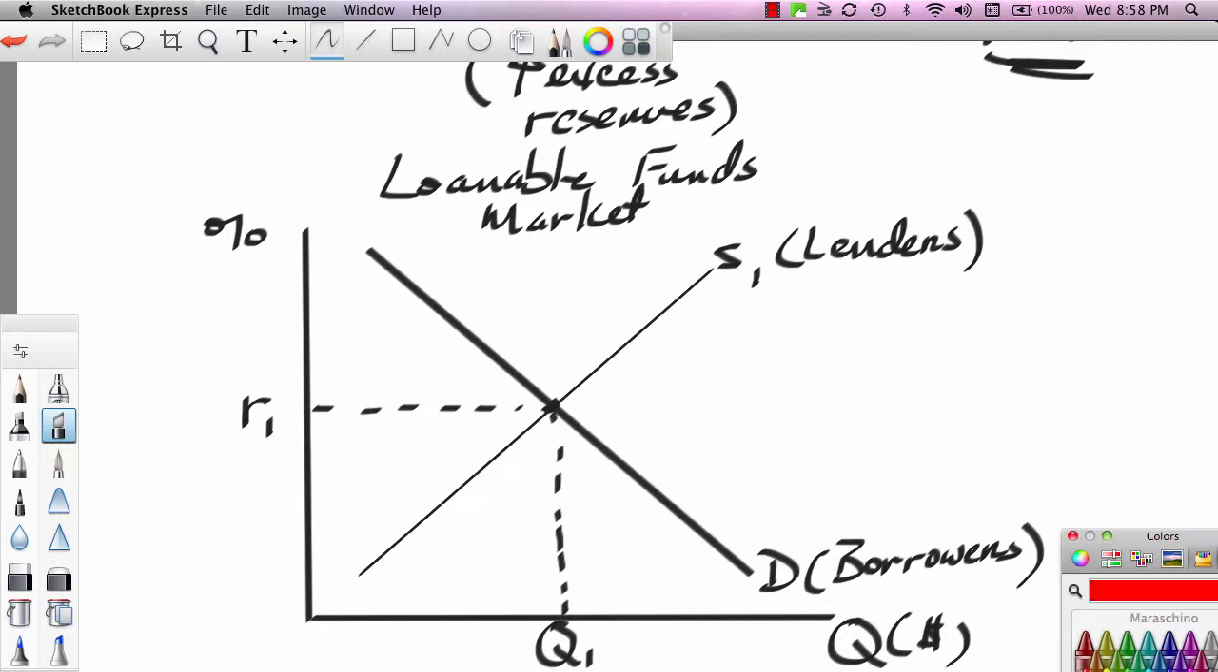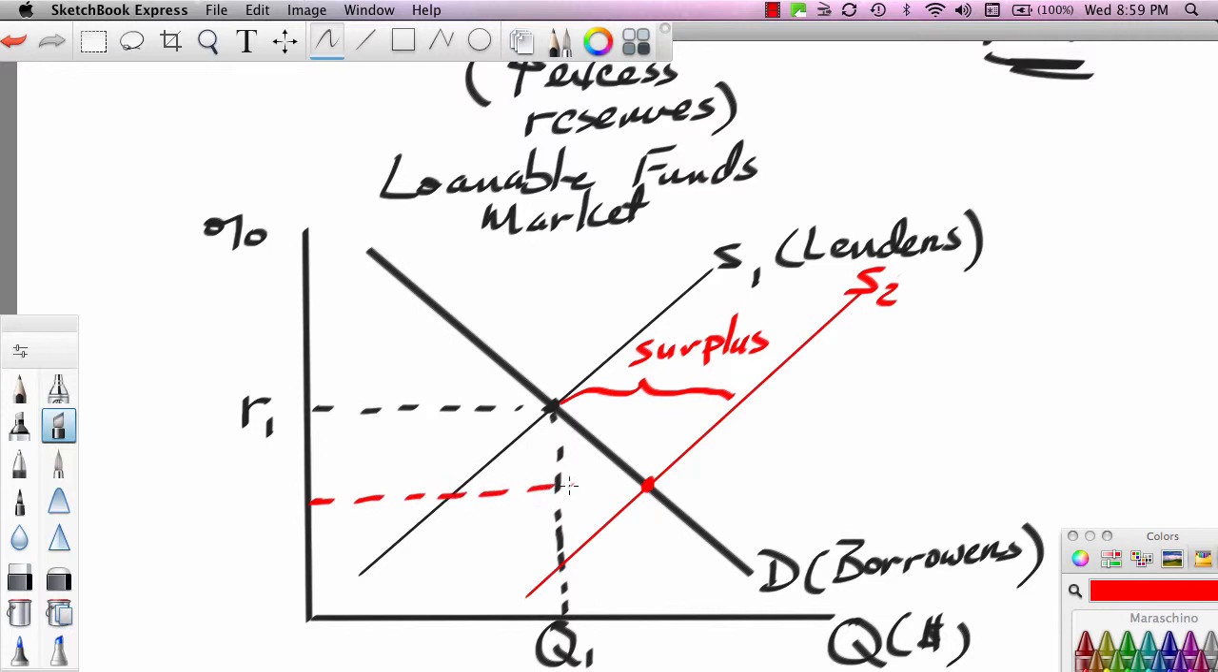Now, what happens here when the Fed purchases bonds and pumps liquidity into the banking system? Well, the supply of loanable funds shifts to the right. This is S2. And notice when a supply curve shifts to the right, the initial thing that happens is a surplus. We showed this earlier in our microeconomic lessons. So the surplus will ultimately lead to a lower price.